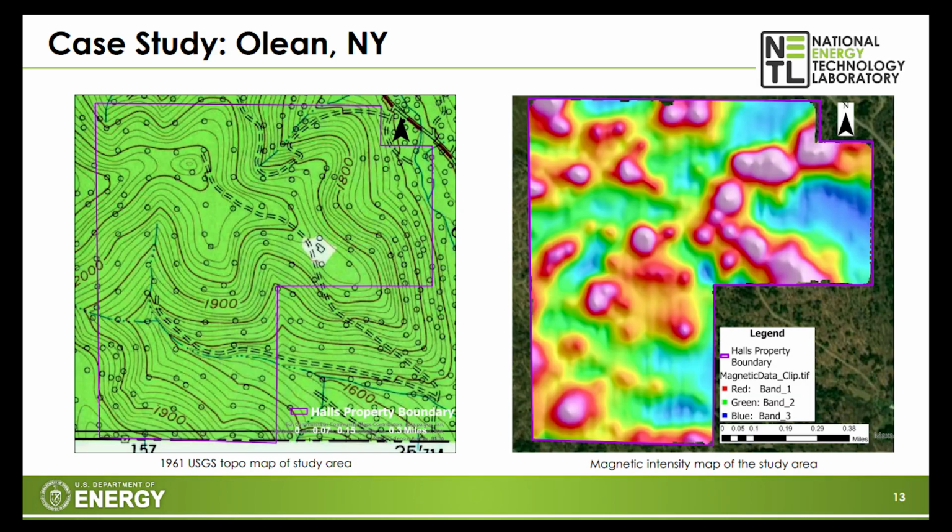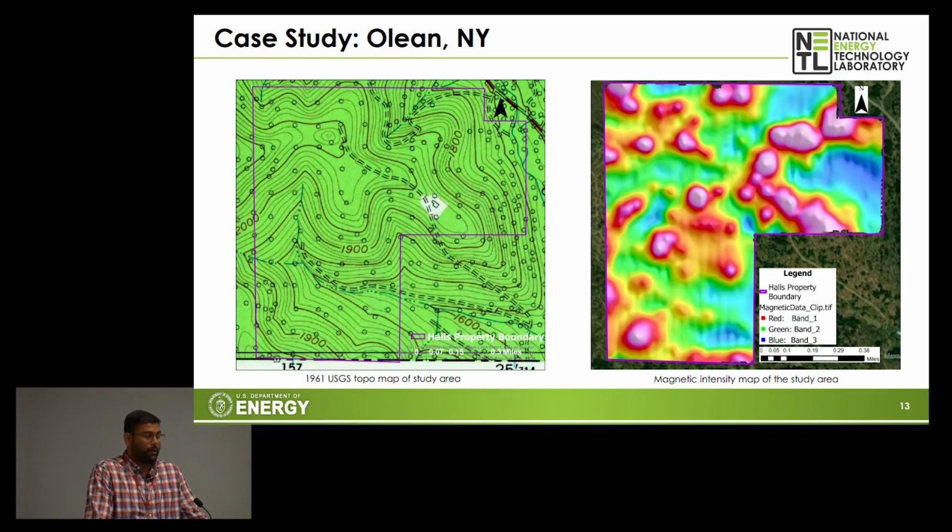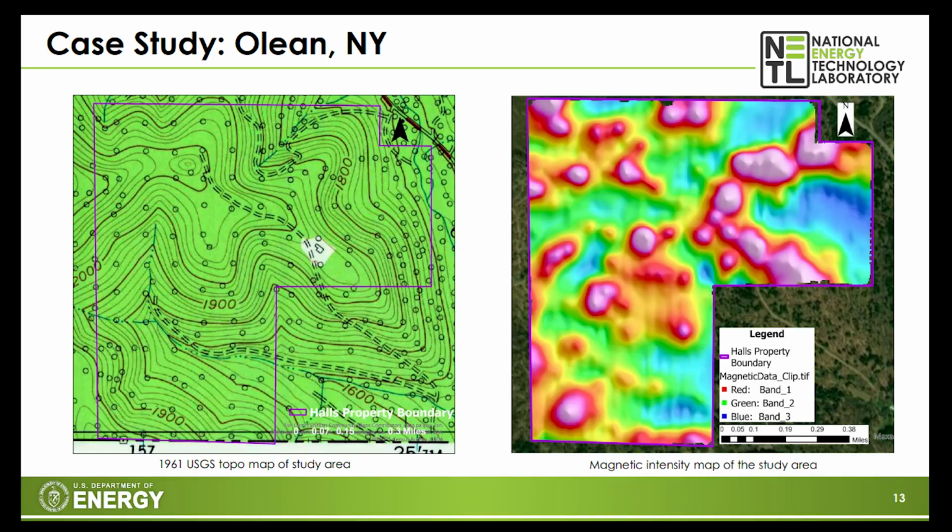So this is a good example of Olean, New York, where we did field surveys back in 2021 and 2022. On the left is a USGS topo map for the property we were interested in, and on the right is the magnetic map of the same property, taken using a drone. When I say drone, it should have much finer data. But as you can see on this map, it's pretty hard to define. The helicopter survey map from Hillman State Park is much finer than this one.